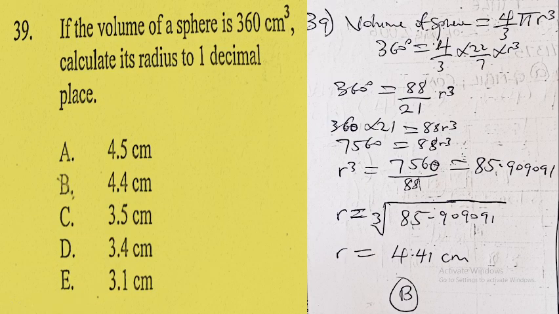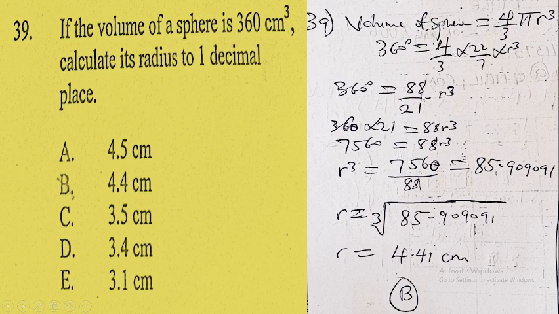Then question number 39. If the volume of a sphere is 360 centimeter cube, calculate the radius to 1 decimal place. So we are given the volume of a sphere to find the radius. So what's the formula for finding the volume of a sphere? It is 4 over 3 pi r cube. So we know the value of the volume, which is 360, equals 4 over 3 times 22 over 7, which is the value of pi, times r cube, because we are looking for the value of the radius of the sphere.